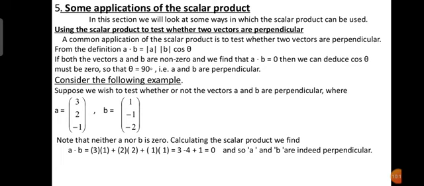So that means 90 degree came there. That is, the angle between A and B is 90 degree. What does it mean? They are perpendicular. This is how A dot B becomes 0, because it is a product, and if one term is 0, the product is 0. This is how we can use the scalar product to test whether the vectors are perpendicular.